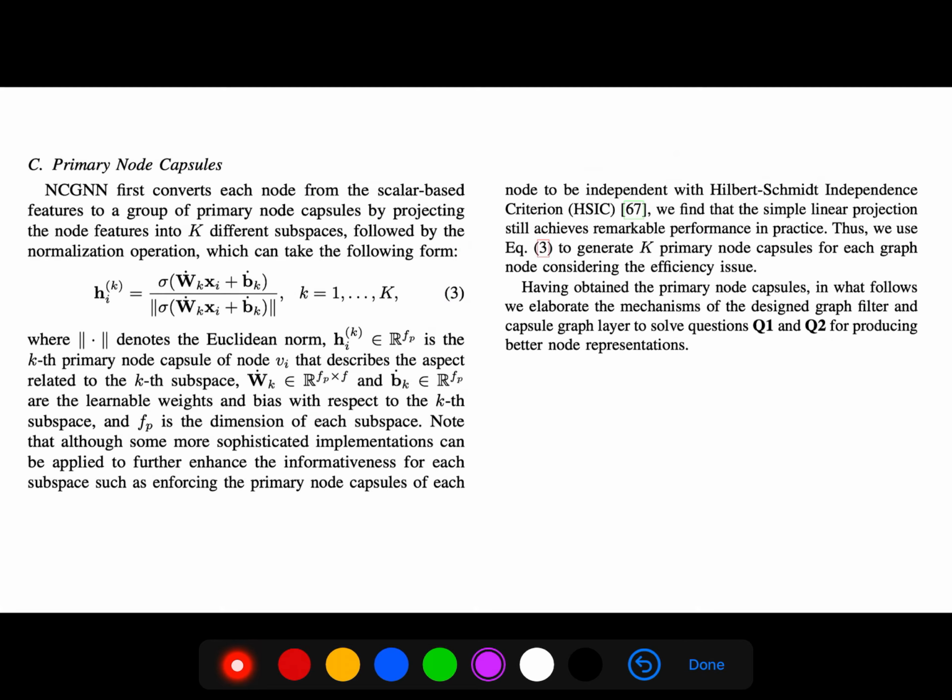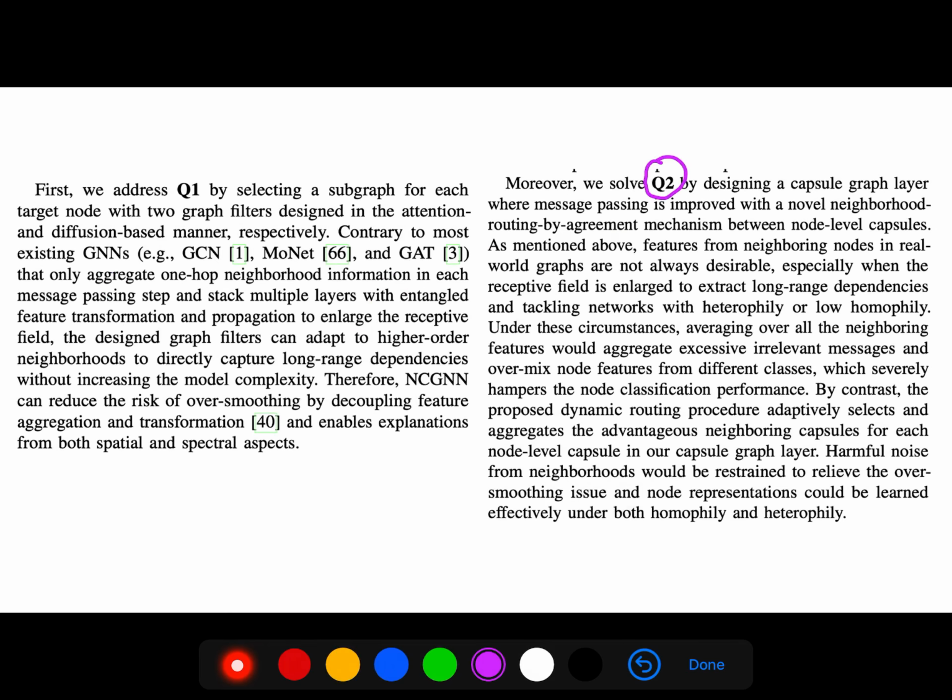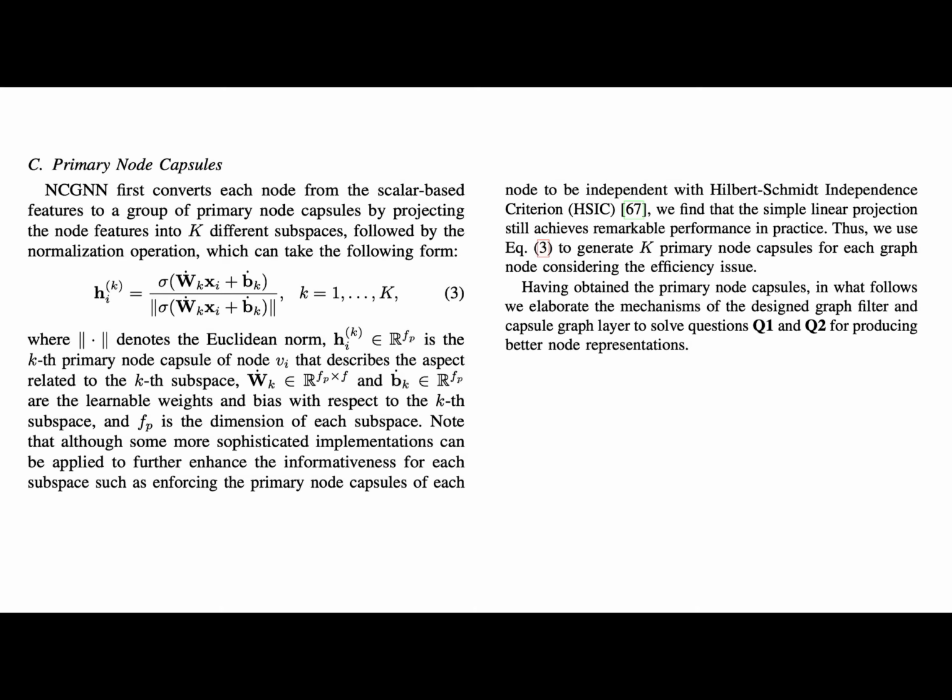So first, convert each node from a scalar-level feature to a group of primary node capsules by projecting the node features into k different subspaces. So this k varies from 1 to K. And the denominator is just the Euclidean norm of that.